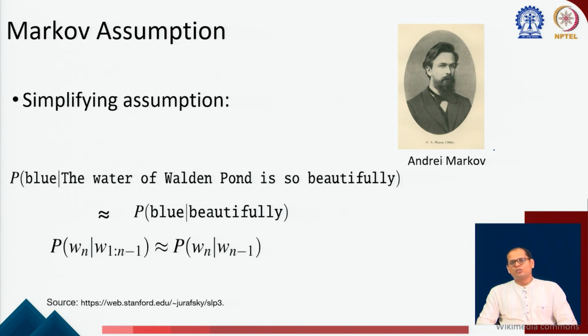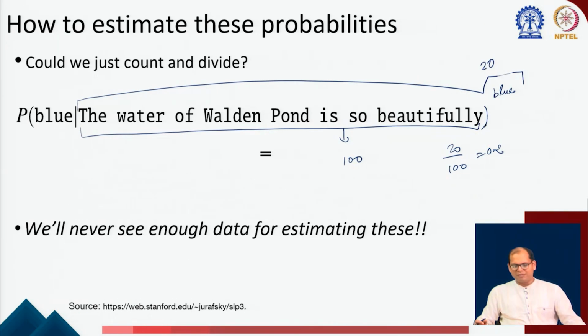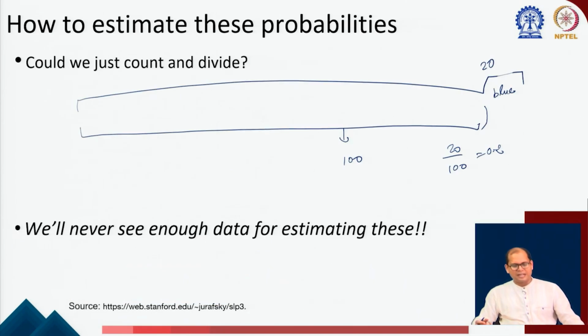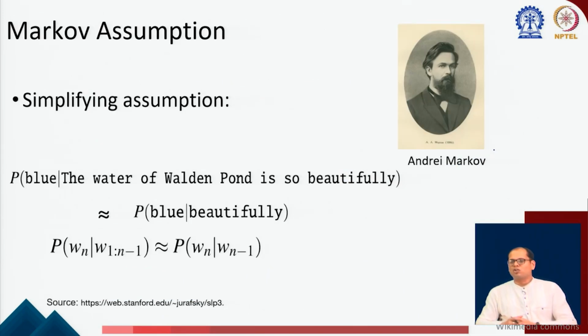So that's where we go to certain assumptions. We cannot directly compute all these probabilities that we were seeing here, so we have to make some assumption. And the assumption that we make is the Markov assumption. So what is that? It says, for example, to compute the probability of blue given the previous sequence, I can just use the last word that I have seen in the sequence. So the probability is approximated by the probability of blue given beautifully.